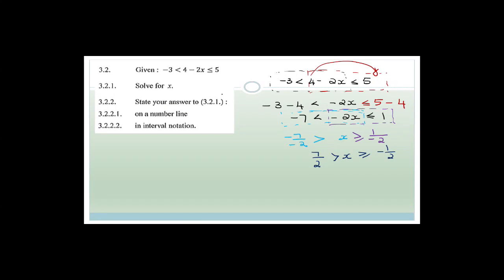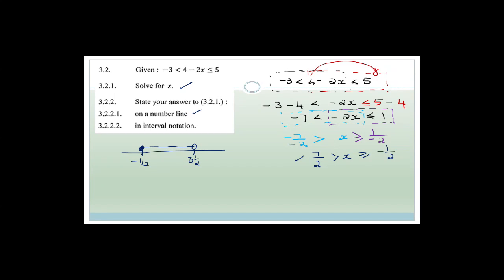Okay, so we've done that. Now they say state your answer on a number line. So we have a number line. The smaller number is minus 1/2, and the bigger number is 7 over 2, which is the same as 3 and 1/2. Do you agree that x is smaller than 7 over 2, so it does not equal 3.5 or 7 over 2, but it does equal minus a half. And x is found between them.